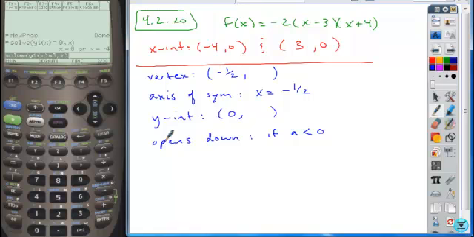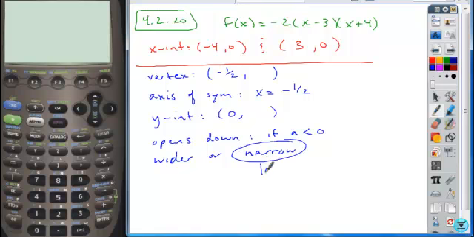And then finally, the other tendency is the wider or more narrow graph than the parent graph. Here again, disregard any signs. The leading coefficient of 2 is going to be greater than 1. So the absolute value of a is greater than 1. Therefore, this is going to be a narrow, vertically stretched, or steeper graph.